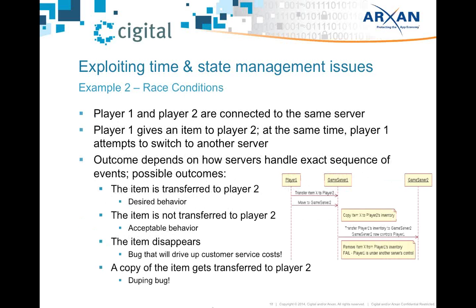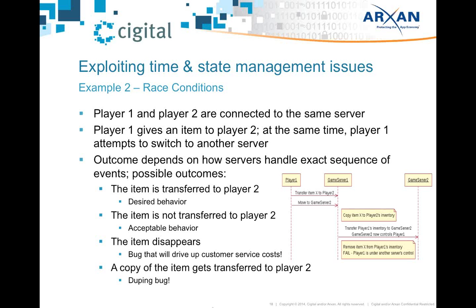Now, race conditions. This is another example of a time and state management issue. Now remember that a lot of things are happening simultaneously in a lot of online games. There are a lot of complex interactions that are hard to see during development and testing that can pop up really, really quickly and repeatedly when millions of players are playing simultaneously. So let's take a look at the example here on the slide. Here, player 1 and player 2 are connected to the same game server. Player 1 tries to perform two actions simultaneously. Player 1 tries to give an item to player 2 and also tries to move to a different game server.